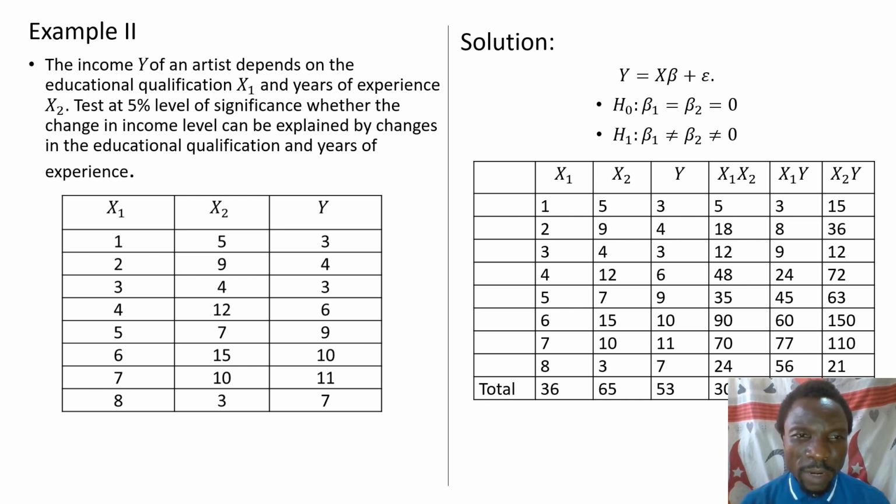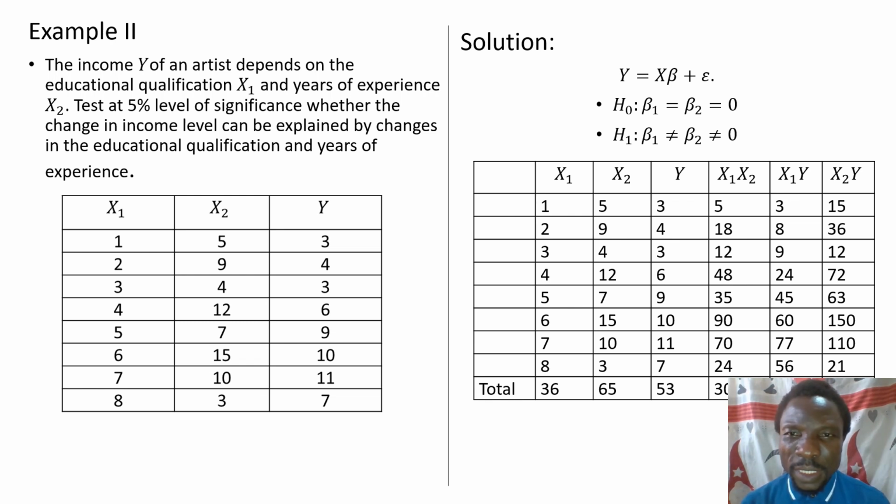We have column 1 for x1, column 2 for x2, and the y column. We have different values there. So the solution is, we look at the table. It's a table of multiple linear regression, and the model for multiple linear regression is represented as the column matrix y equal to the product of the matrix x and the matrix of the parameters plus error.